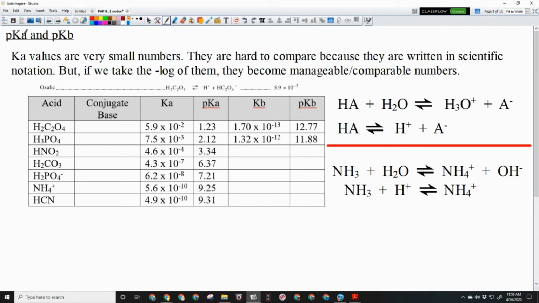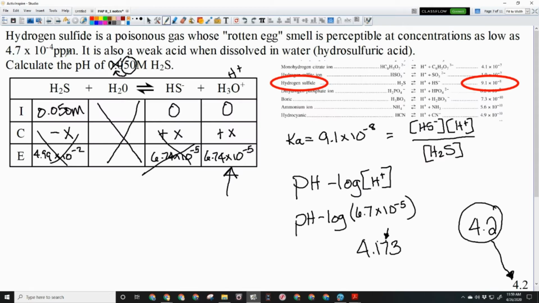All right, pKa and pKb. So our K values are very small numbers. So if we look at our Ka chart, and you know what, I'm just going to go back to this. So here are our Ka values. Okay, these are very small numbers, 10 to the negative 7, 10 to the negative 10, very, very, very small. It's really hard to look at these Ka values and say, compare the strength of, say, this acid to this acid. It's very hard to do that because these values, we just don't comprehend that in our brain.